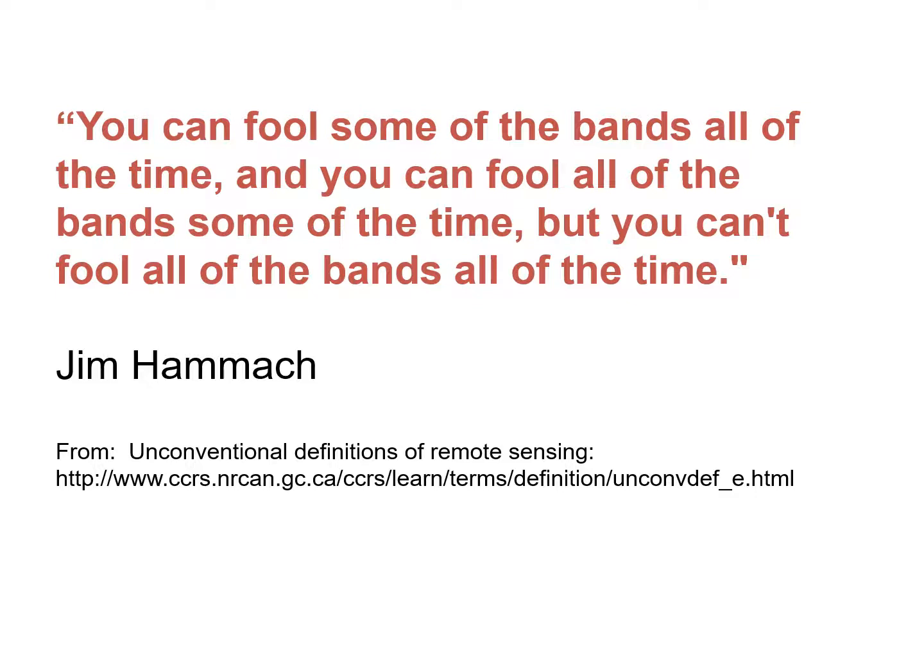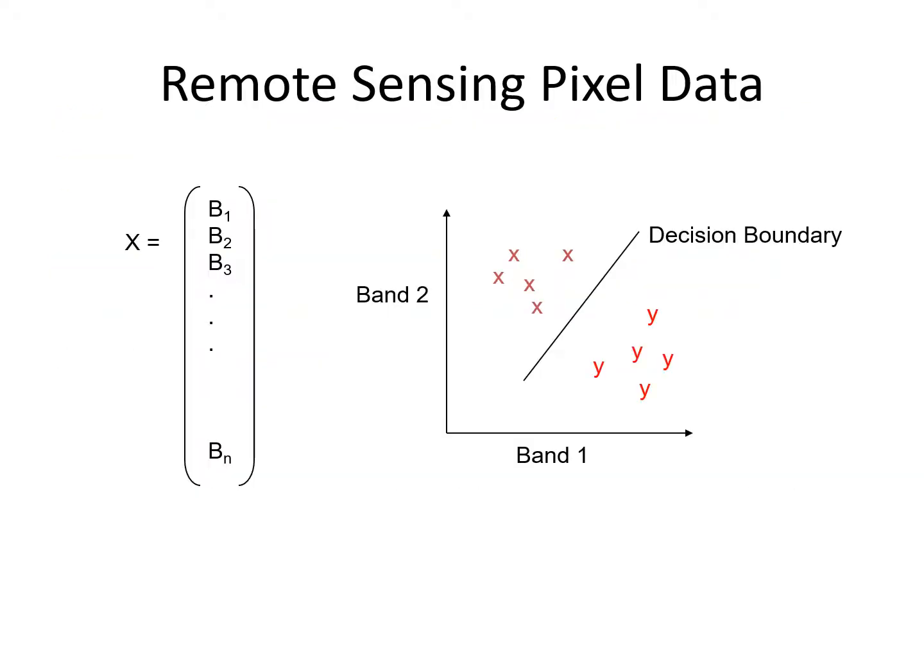That means that if you have hyperspectral imagery, you will figure things out. And how do we figure things out? Okay, let's look at how this kind of works. Remote sensing looks at your pixels and it creates these things called decision boundaries.